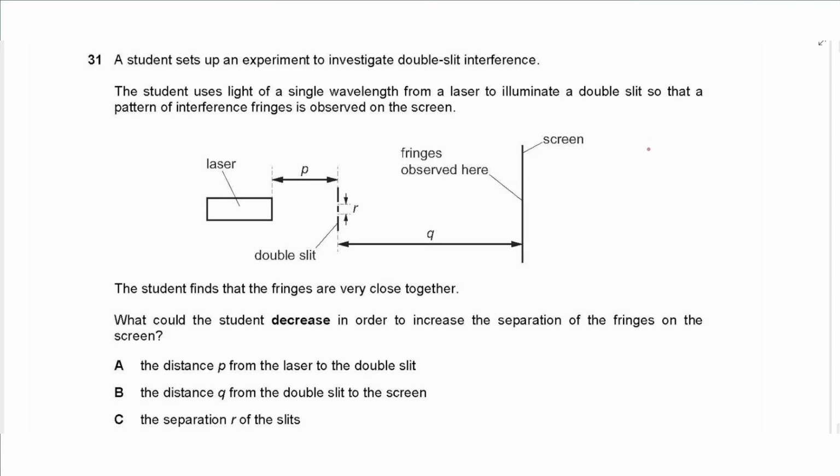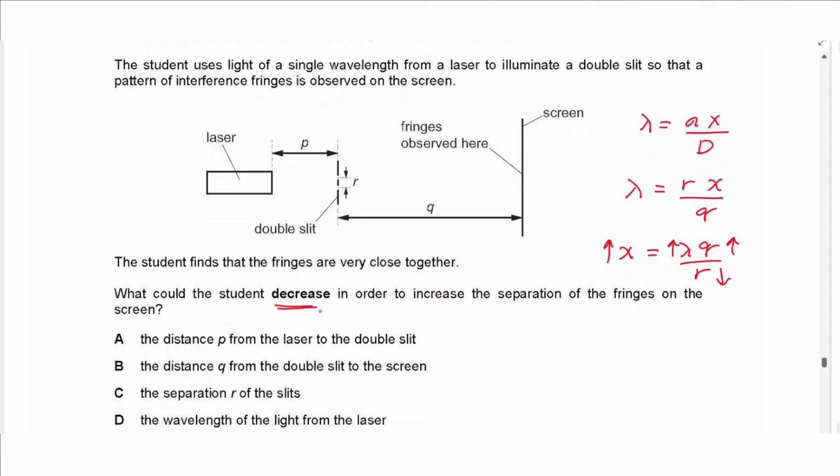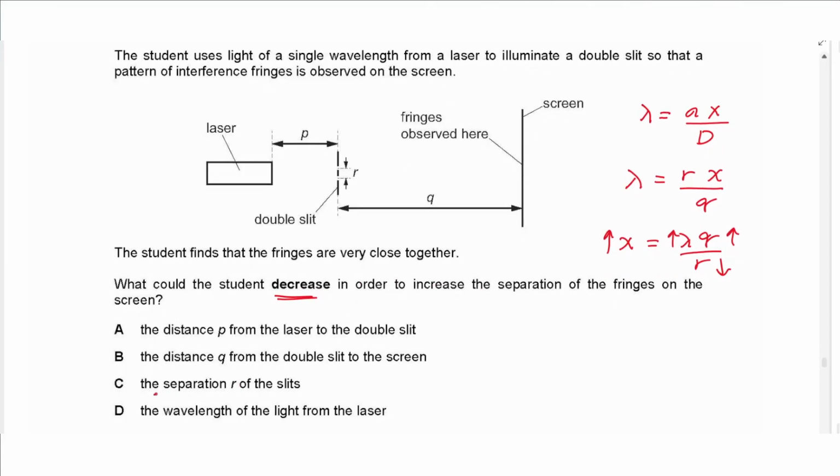So the equation for a double slit experiment is lambda is equal to AX over D. In this diagram, lambda is the same. A is called R here, the slit separation, and X is a fringe separation, and D is called Q in the diagram. So if we need to investigate X, X will be equal to lambda times Q over R. So if we need to increase X, we need to either increase the wavelength, increase the value of Q, or decrease R. So we need to decrease something here. We look for R, the separation R of the slits. So the answer is C.